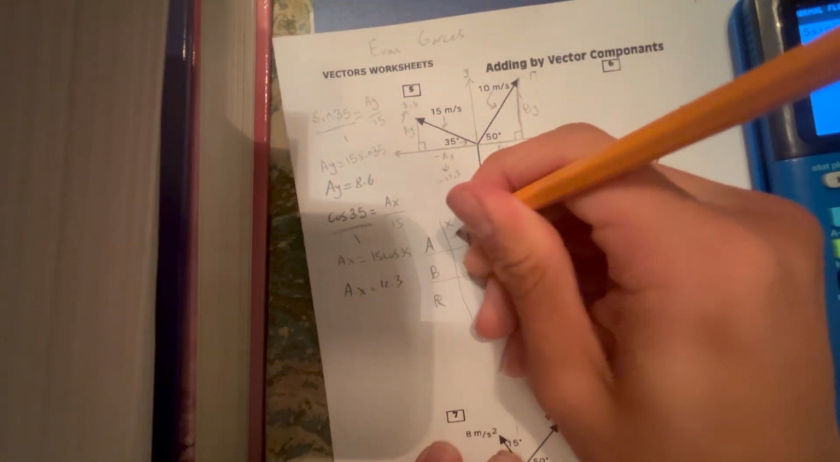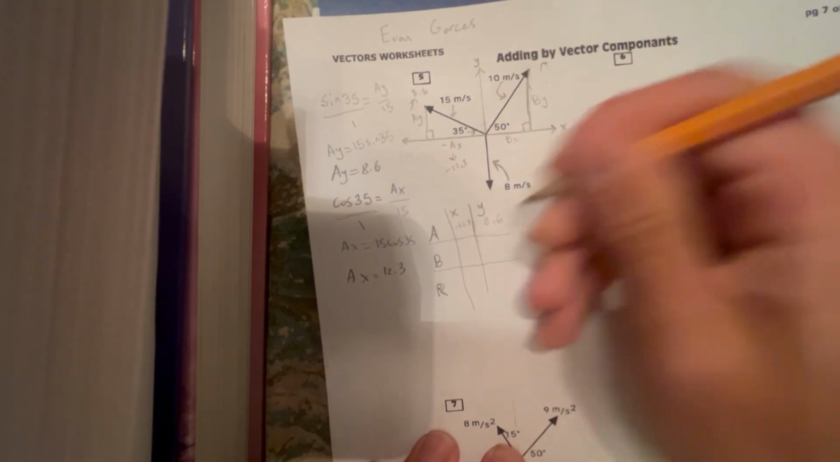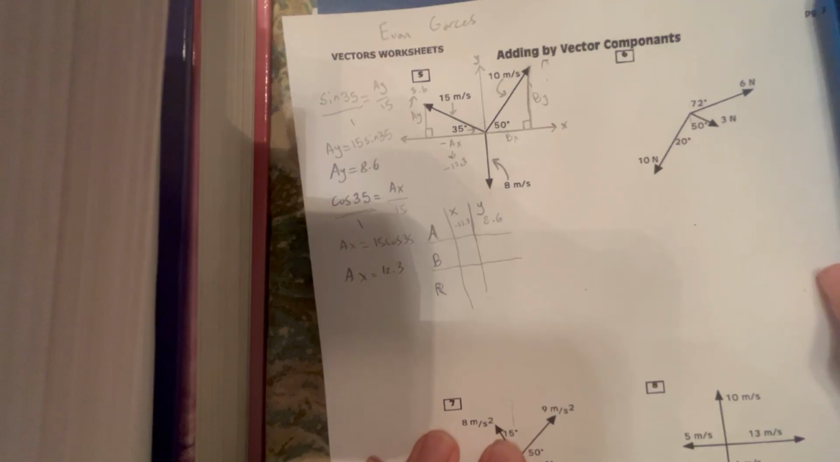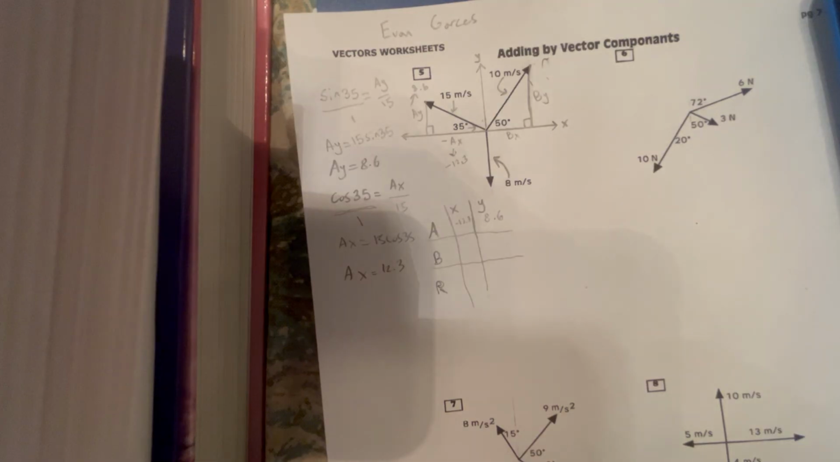Anyway, so this would be negative 12.3, and this is going to be 8.6. Let's write that in here: negative 12.3 and 8.6. Okay, so now we have to do that for B of Y and B of X.